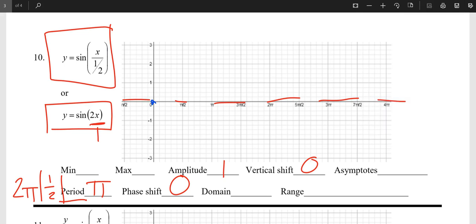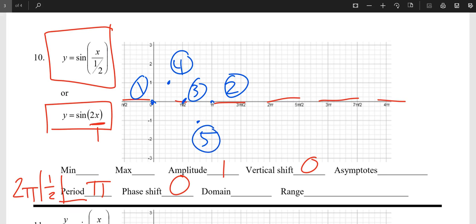So, we're here. That's point number 1. Point number 2, pi units later, because that's where it's going to start over again. 3's right here. Halfway in between, I'm going up 1 unit. Halfway in between, I'm going down 1 unit for my point 4 and 5. And then I can draw my change.